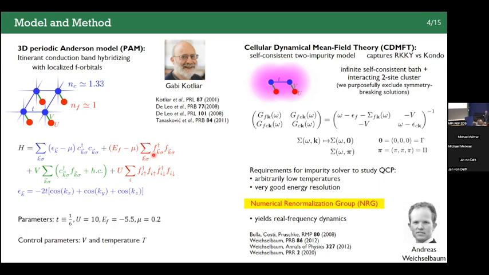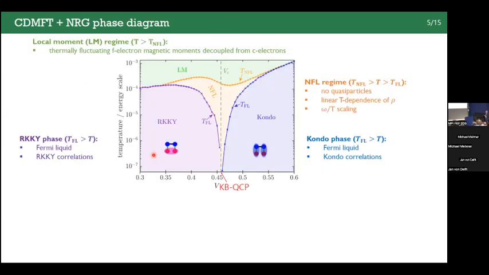And we study this model at a fixed set of parameters. This is a hopping rate, it's a large interaction. We tune EF in such a way that there's a finite electron density. And the control parameters that I will be tuning are the hybridization and the temperature. And the phase diagram that Andreas found, I will show you later how he found the crossover temperatures, looks as follows. So it basically matches the cartoon that I showed initially.